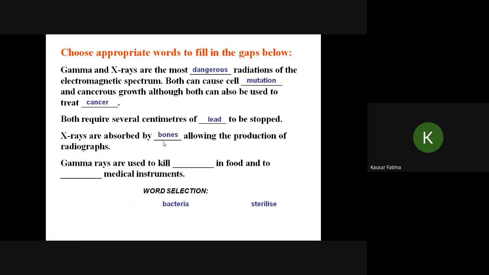X-rays are absorbed by bones, and because of this characteristic of X-rays, we get the radiographs, like the picture of the chest X-ray you just saw in the previous slides. And gamma rays are used for killing the cancerous cells, as well as to kill the bacteria which are in the food, and for sterilization of medical instruments.